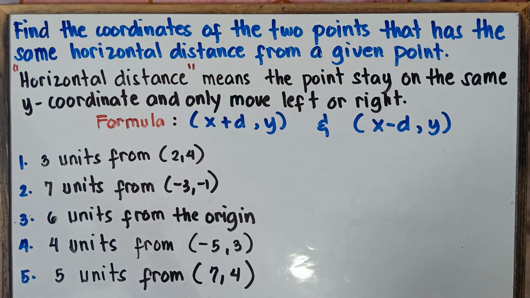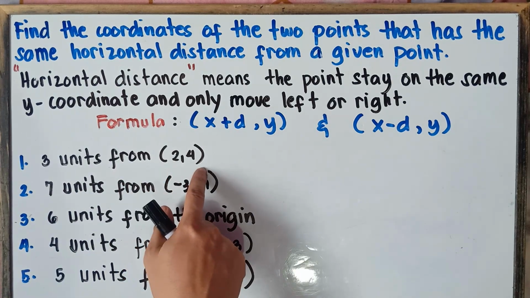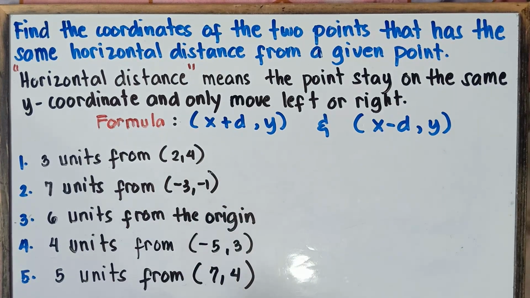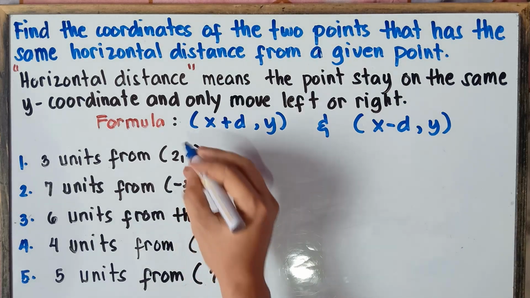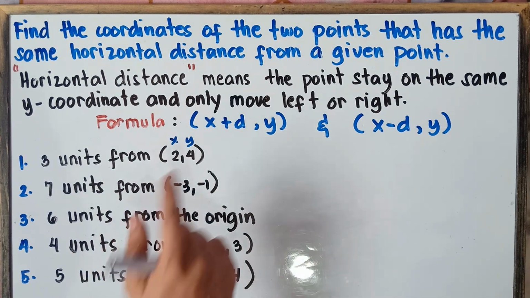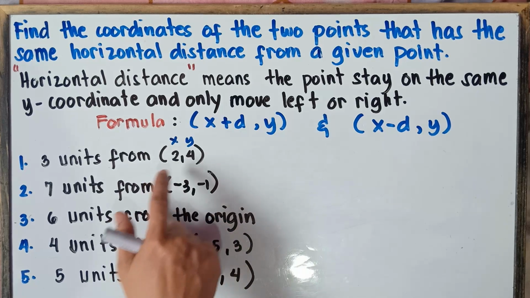Now what if the teacher asks you, class, to find the coordinates of the 2 points, in which you are given a distance and one ordered pair? For example, you're told to find the coordinates of 2 points, 3 units from (2, 4). We call this an ordered pair because this is x and y. If you are given an example like (2, 4), this is what we call an ordered pair. X is 2, the value of x, and the value of y is 4.